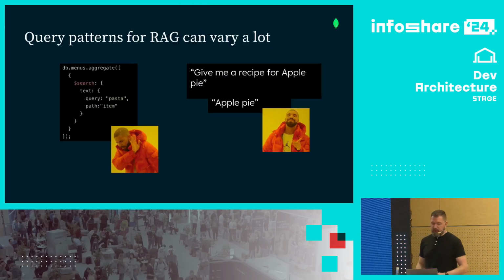Users interact with RAG systems such as chatbots via natural language query, and that could be very sporadic, all over the place. It can vary a lot, and so getting documents with corresponding disjointed keywords would probably not return relevant documents. For example, with a full text search, if we search for "give me a recipe for apple pie," it might return search results for apple and pie separately. So a strategy that looks at the query more holistically is necessary.